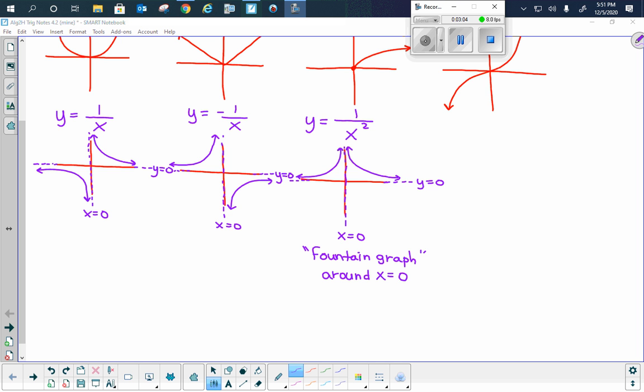So then using that knowledge, if I was to ask you to draw 1 over (x minus 1) quantity squared, I'm not going to draw it, but you should recognize that that would just be shifted from this one on the left, right beside it. It would be shifted to the right one. So if you described that to me as a fountain graph, or a fountain around x equals 1, I would know exactly what you're talking about. Okay.